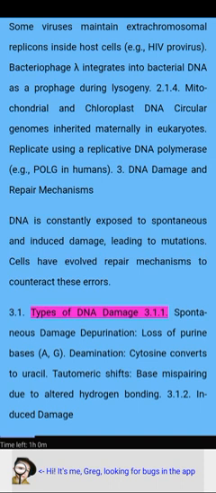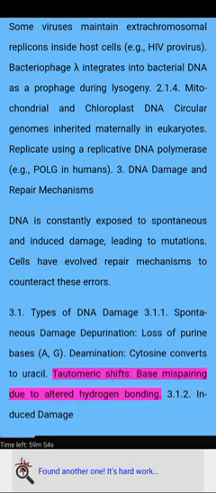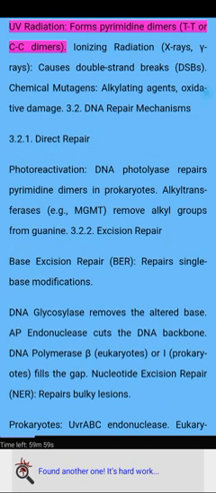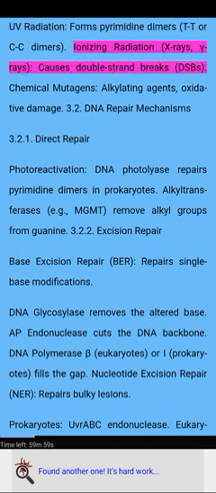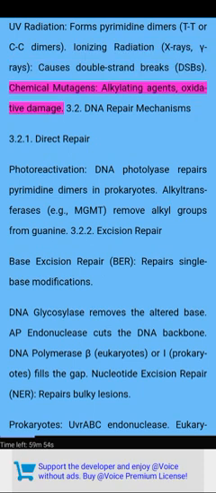3.1. Types of DNA damage. 3.1.1. Spontaneous damage. Depurination: loss of purine bases A, G. Deamination: cytosine converts to uracil. Tautomeric shifts: base mispairing due to altered hydrogen bonding. 3.1.2. Induced damage. UV radiation forms pyrimidine dimers, TT or CC dimers. Ionizing radiation, X-rays, gamma rays, causes double strand breaks, DSBs. Chemical mutagens: alkylating agents, oxidative damage. 3.2. DNA repair mechanisms.